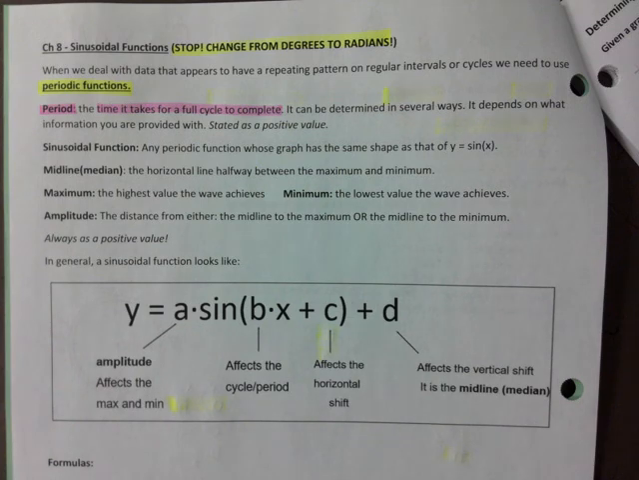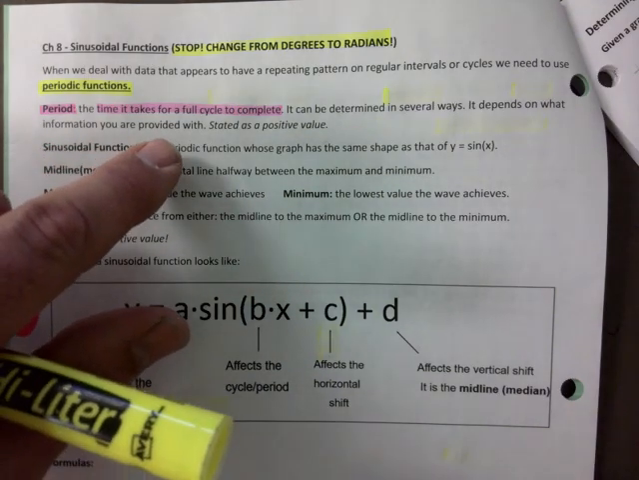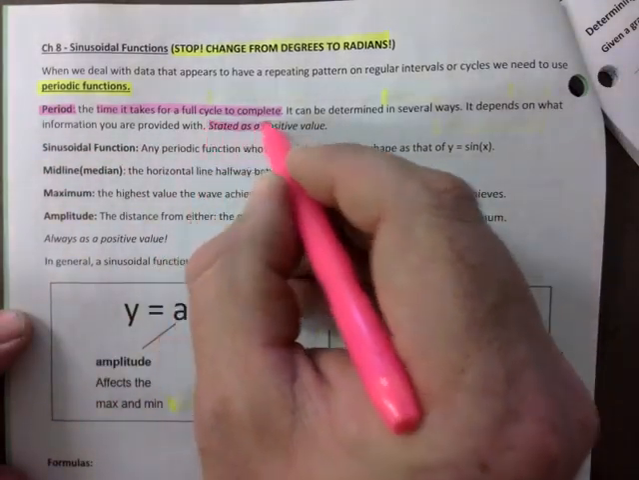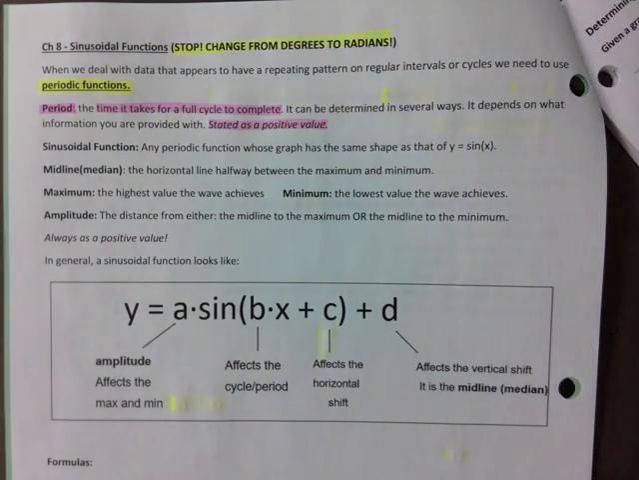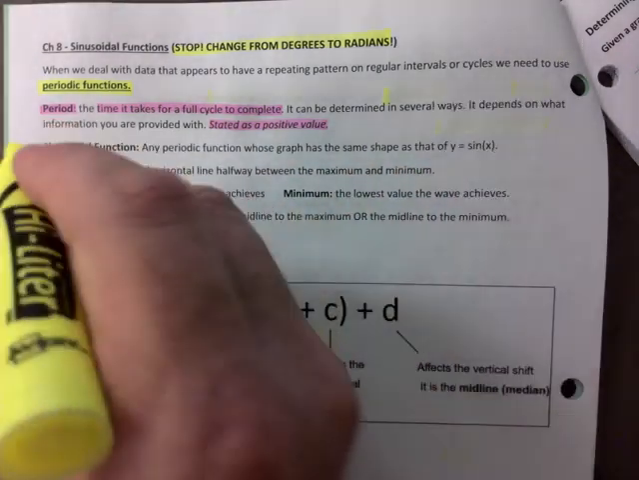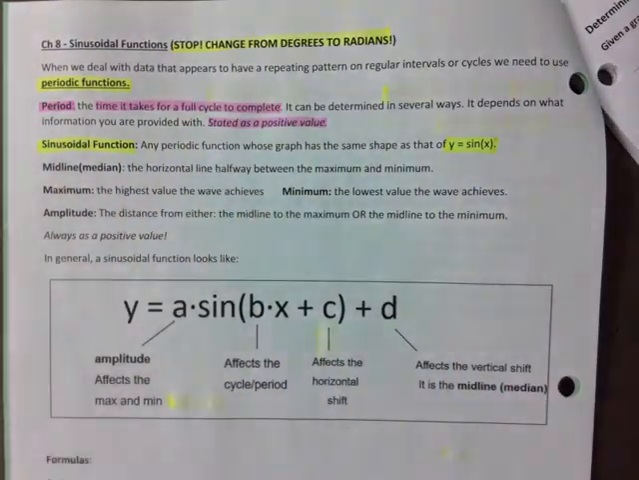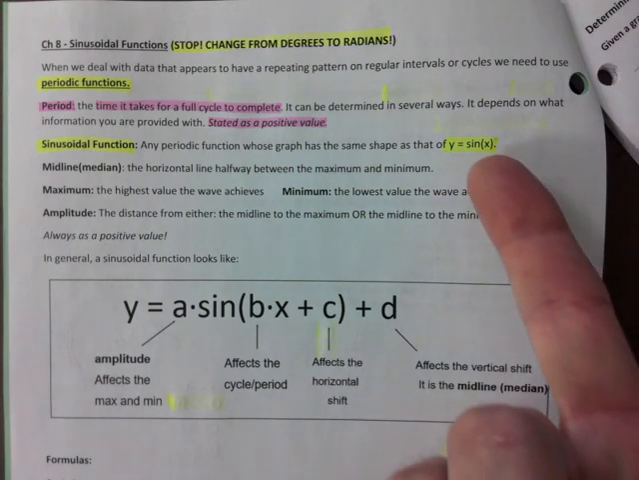It can be determined in several ways. It depends what information you're provided with. This is stated as a positive value. Sinusoidal function, I'm just going to say that that's a sinusoidal function; in general it looks like this, but we're going to have many added components to that one. That's the simplest form of it.